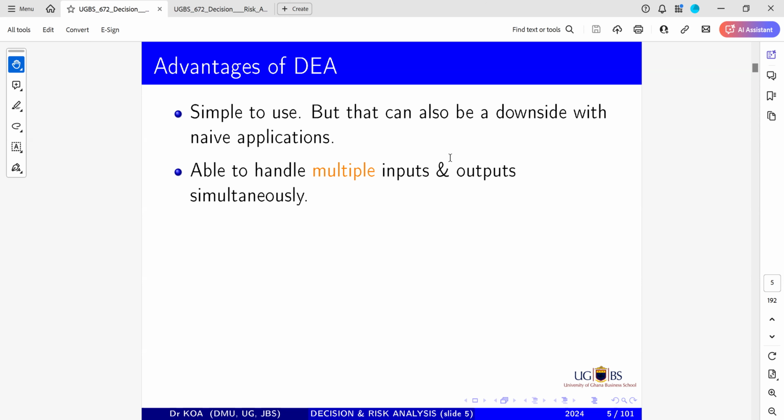Do you guys remember when we were looking at the stochastic frontier analysis and the ratio analysis, we indicated that if they are used to dealing with one input or one output at a time, DEA can deal with multiple inputs and multiple outputs at the same time, which is good because in real market systems, in real life, companies and firms and organizations are using multiple inputs to generate multiple outputs.